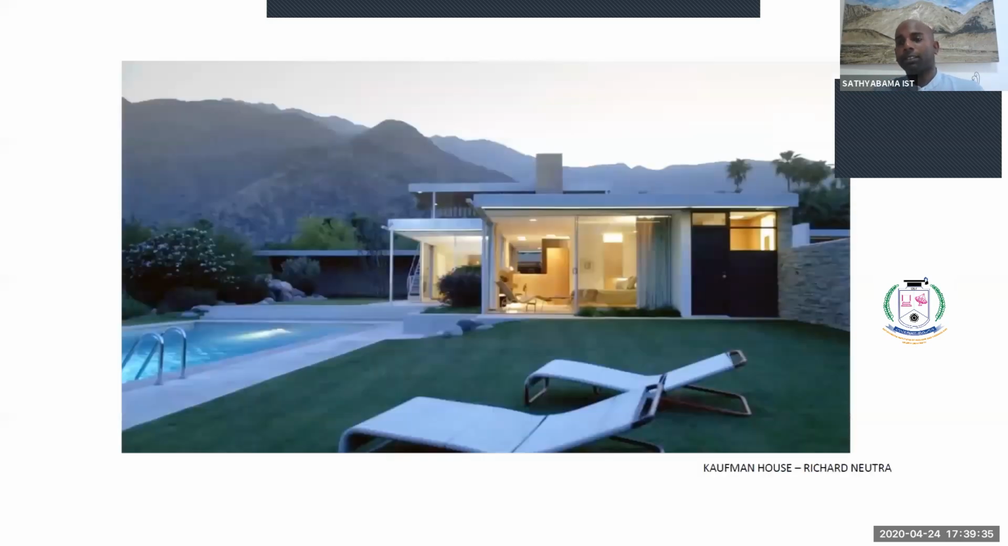In this case, this is the Kaufmann House by Richard Neutra. If you look at that open window where you can see the armchair, you notice how it feels like the exterior is leaking into the interior. So this is an example where the corner has been erased.